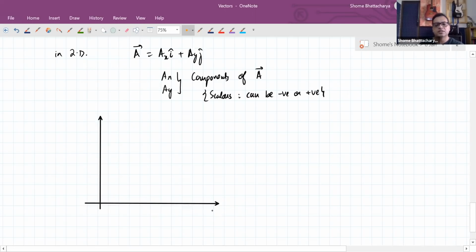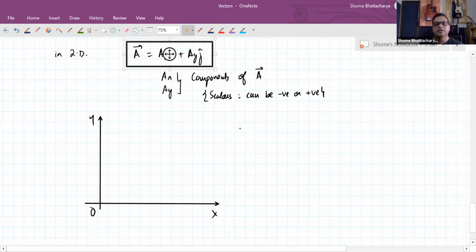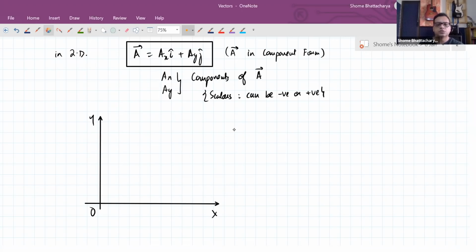So if this is our system of axes, then a vector given by this formula over here is basically vector A in component notation. Okay, this is vector A in what is called component form in 2 dimensions, of course. This would be represented by a corresponding geometrical shape like this. So this is the relationship between the geometrical representation of the vector A and the component notation.